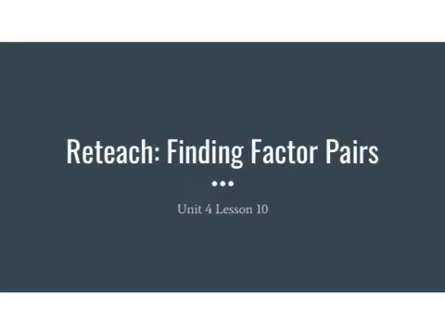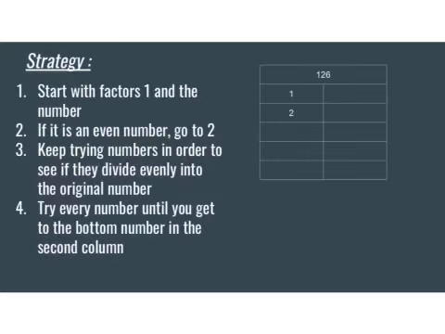This is a quick reteach for finding factor pairs. When you're finding factor pairs, you always want to start with the factor 1 and the number itself. So here we have 1 and then 12. Then if it's an even number, you can go to 2.